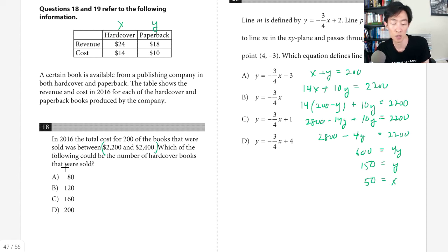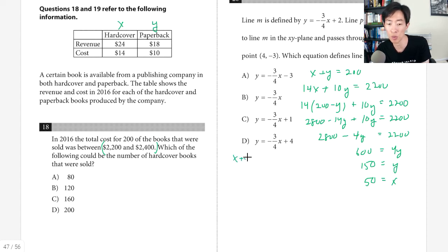So what that tells us is, given the range of 2200, or if the total cost is 2200, the number of hardcover books that were sold has to be 50. So all that really tells us is that all these answers qualify. So to get the upper range, you would basically do the same math.